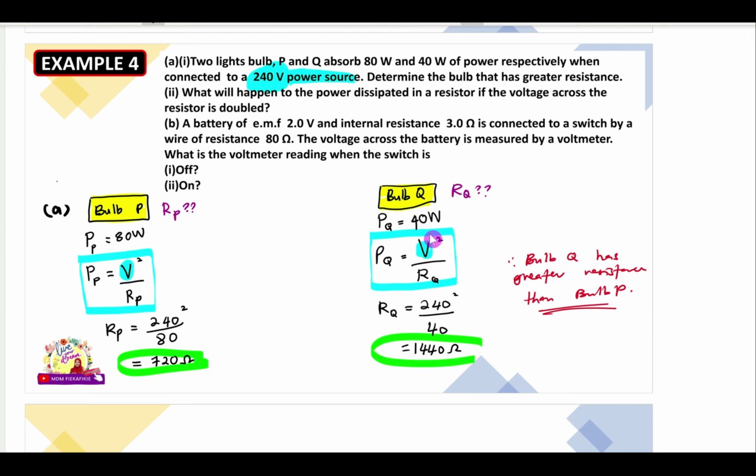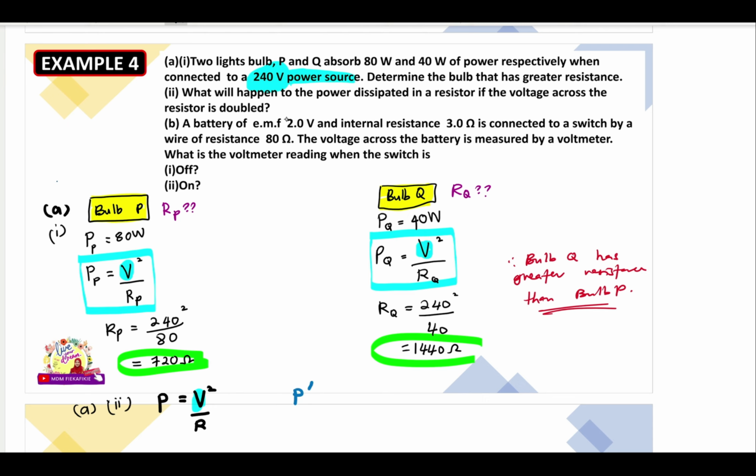Okay. Sebab saya dah ada yang ini. Okay, so saya akan guna yang inilah terus. So untuk Q pun sama juga. Okay, voltage supply over RQ. Okay. So ini dah masukkanlah nilai dia. So kita masukkan saja nilai. So kita boleh carilah RP 240 squared over 80. And it is 720 ohm.